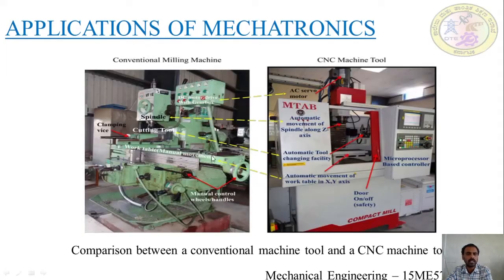So here you can see the application of mechatronics by the clear pictorial representation. So the conventional milling machine has been replaced with the CNC machine tool. Here you can see the movement of the work table, spindle, and then changing of the tool. Everything will be controlled by the operator, whereas in this case, the changing of the tool, movement of the work table, movement of the spindle, closing of the door, everything will be controlled with the microprocessor based control systems.